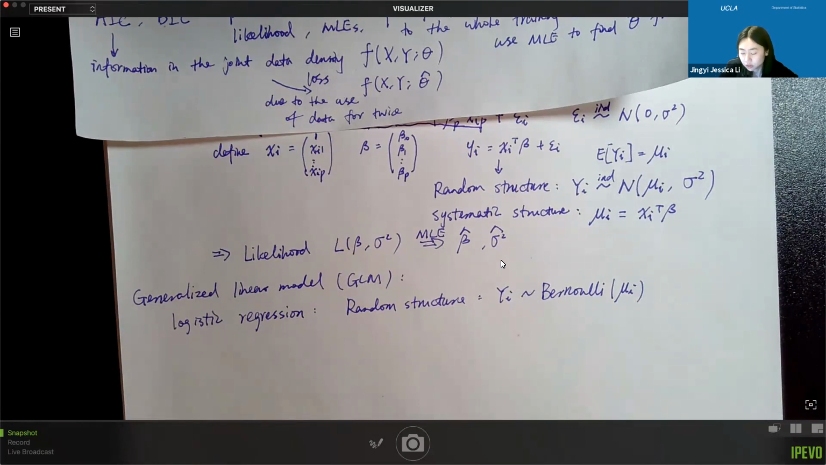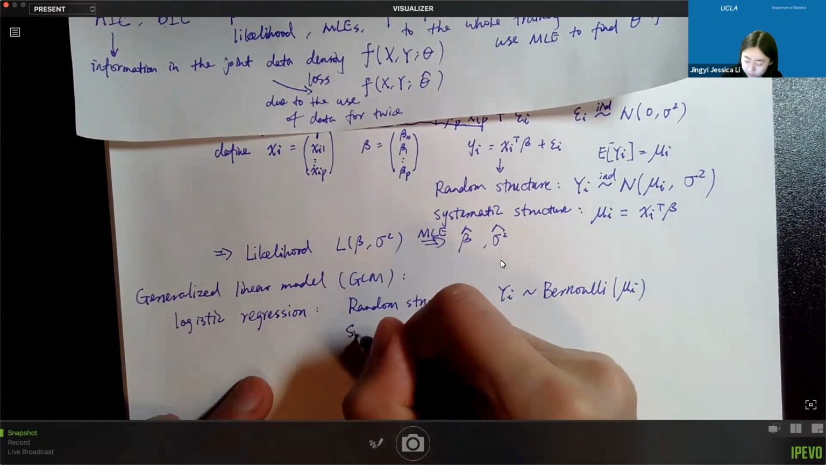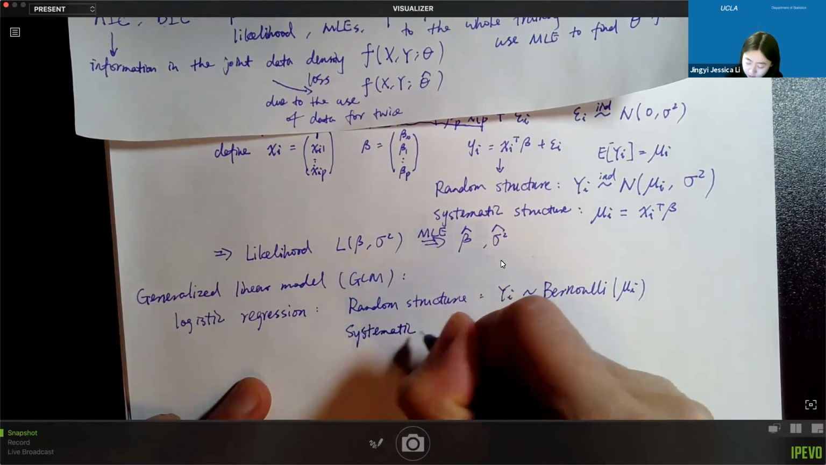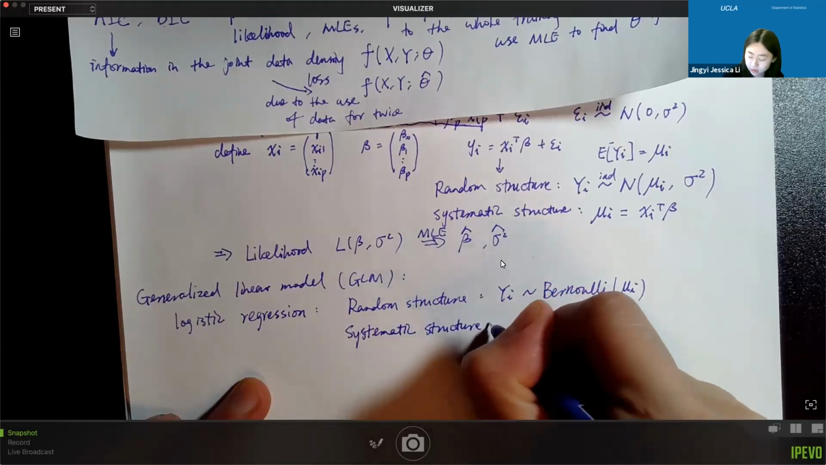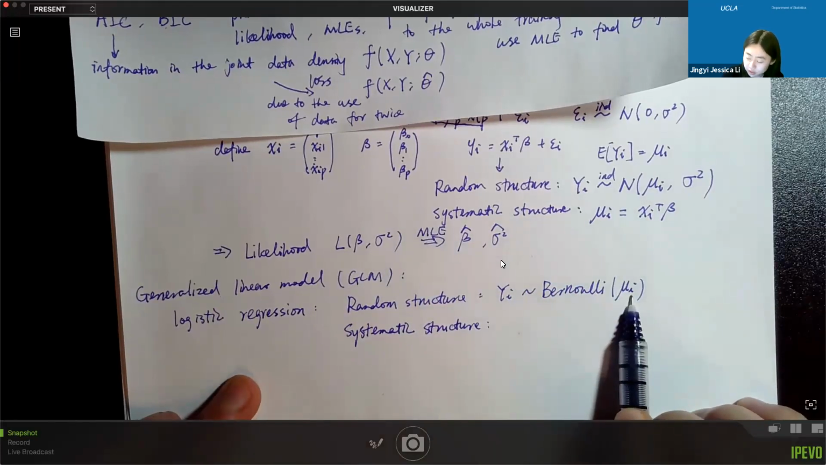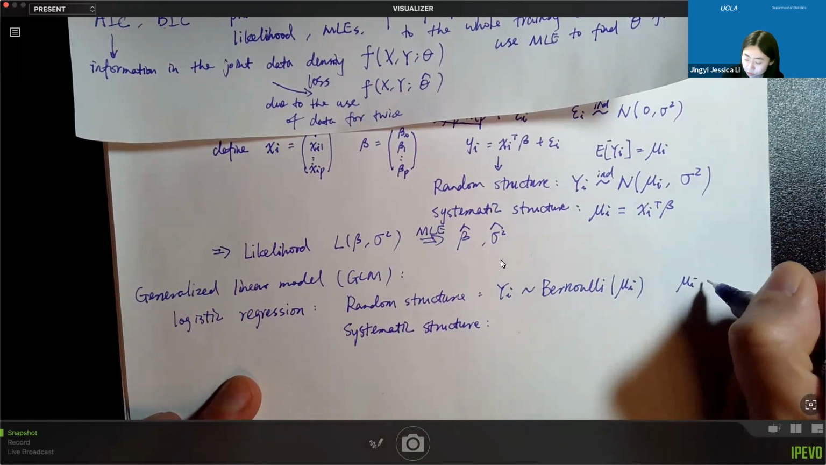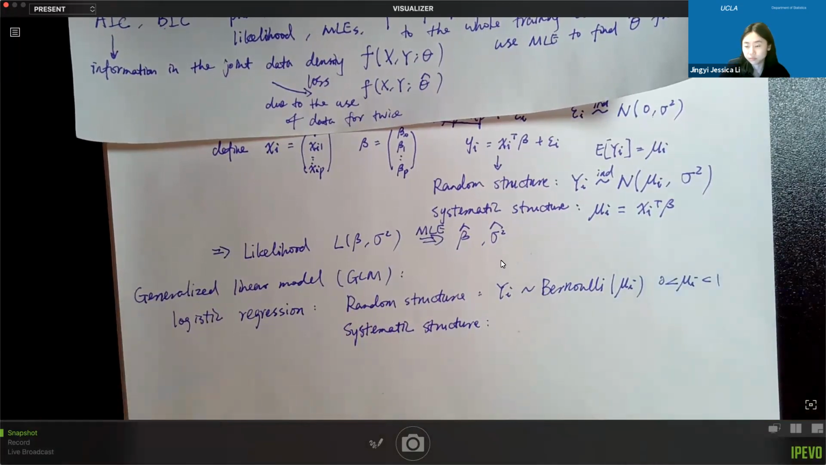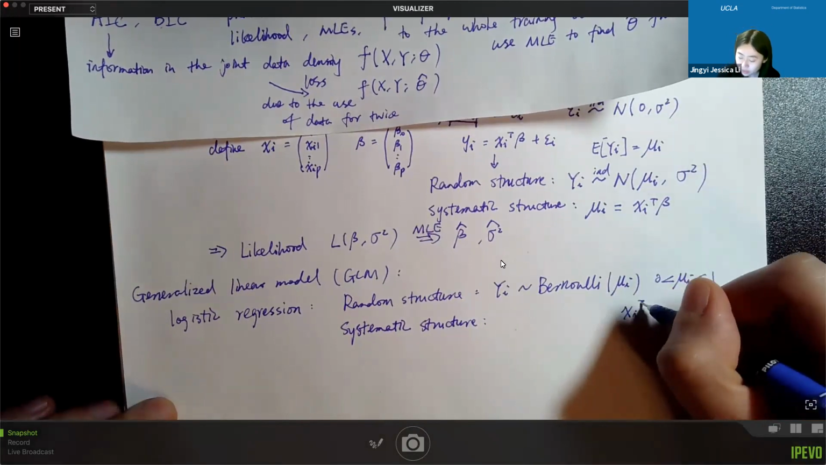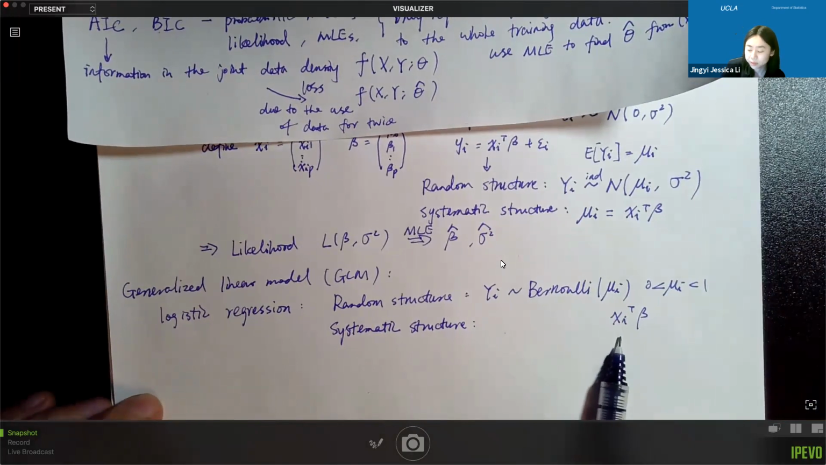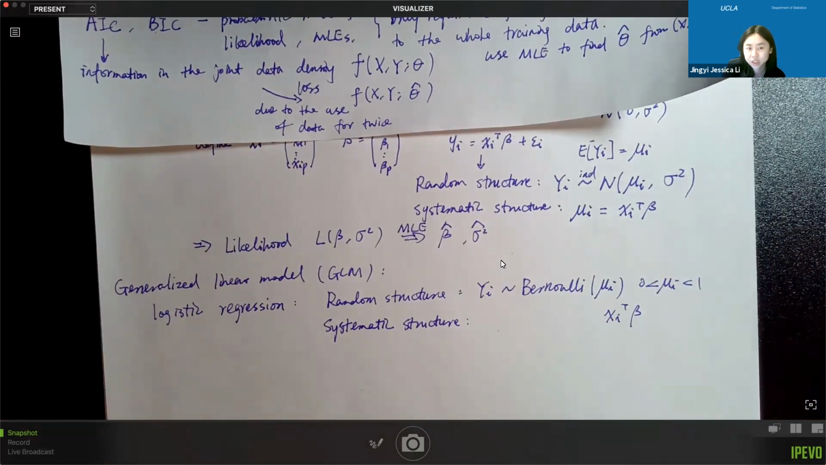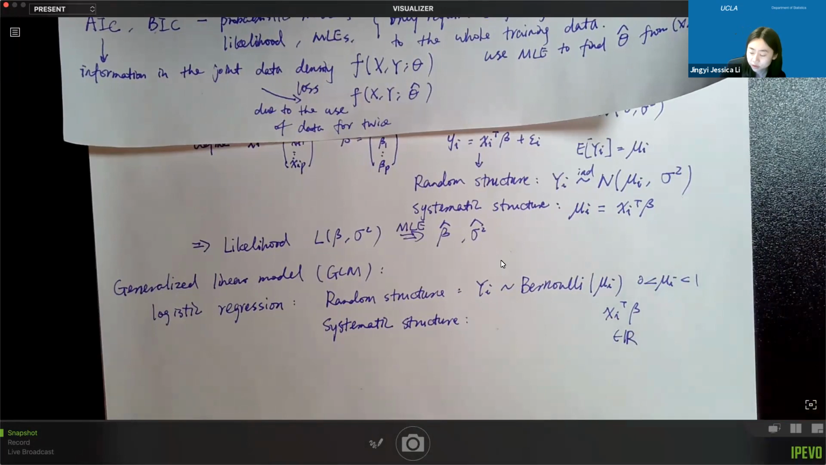For this systematic structure, we need to think about the range of mu i. As a Bernoulli parameter, this mu i is between 0 and 1. That's what we know. So how can we link this to xi transpose beta? The parameter beta has no constraint, and my predictors, the features, have no constraint, so xi transpose beta is real valued, while mu i is constrained between 0 and 1.